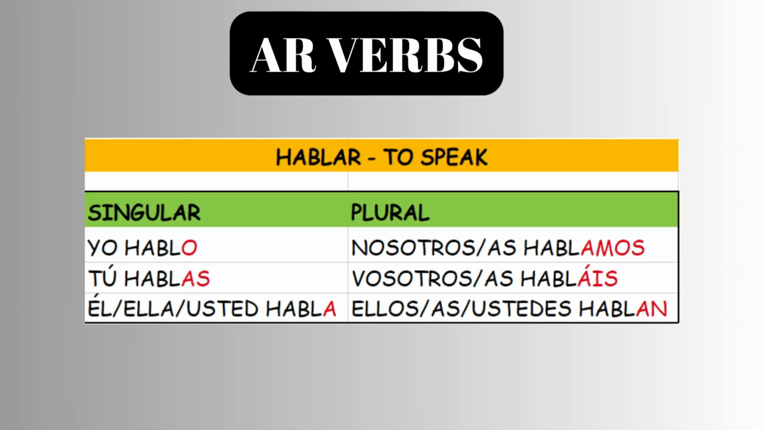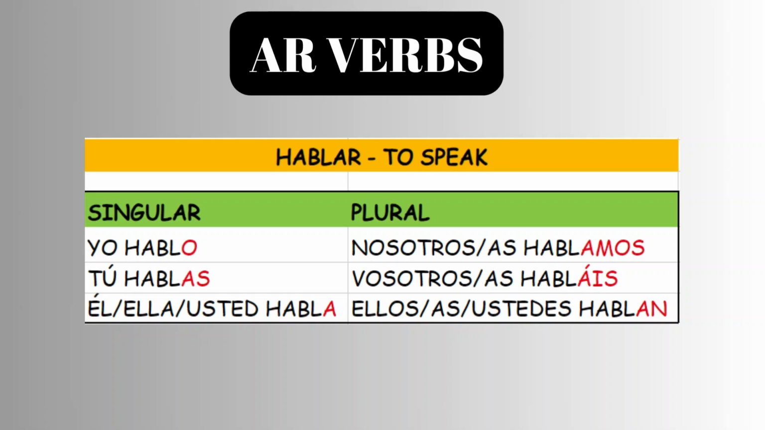We take hablar as an example. Hablar is an AR ending verb. We remove the ending AR and what is left is called the stem, habl. With each of the pronouns we add habl and then we put the ending. The ones which are highlighted in red would be the fixed endings for AR ending verbs.